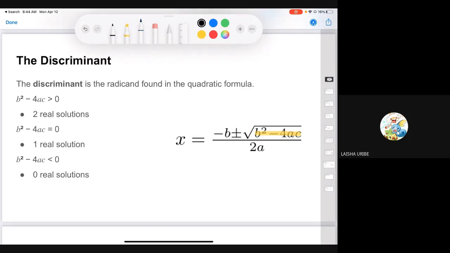So basically, if that inside portion, that inside equation is greater than 0, then I'm going to have two real solutions. If it is equal to 0, I will have one solution, but if it is less than 0, then I will have no solutions, zero real solutions. Okay, and so what does that mean? What does that look like?